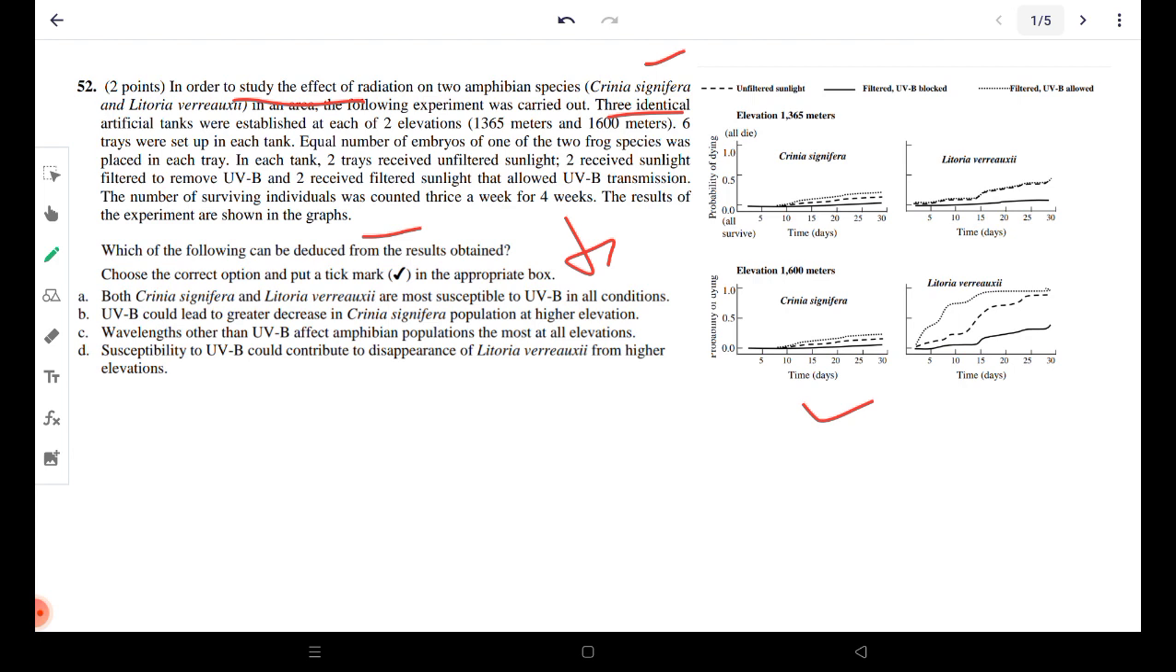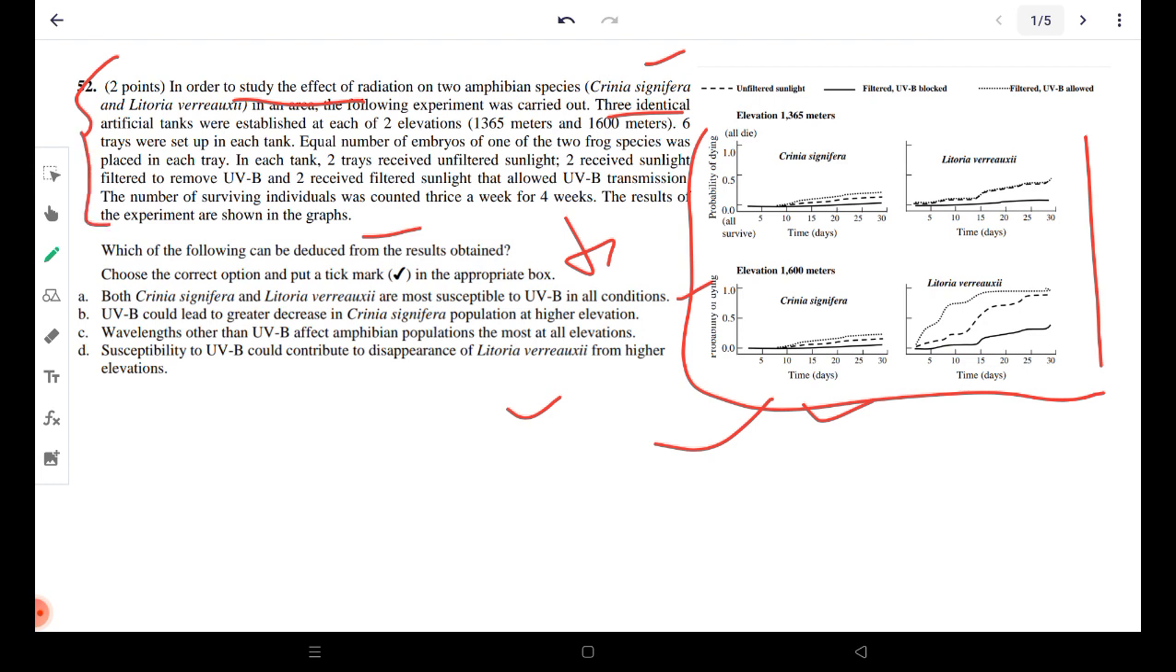Now seeing the option: both Crinia signifera and Litoria verreauxii are most susceptible to UVB in all conditions. See, all our answers are given in the graph. We can deduce all the options from only this graph. There is no point in reading the paragraph again. Basically, it's saying that three artificial tanks were created at different levels. It has given the elevation of only two tanks, not the third tank, so the third tank is taken as a reference for the ground.